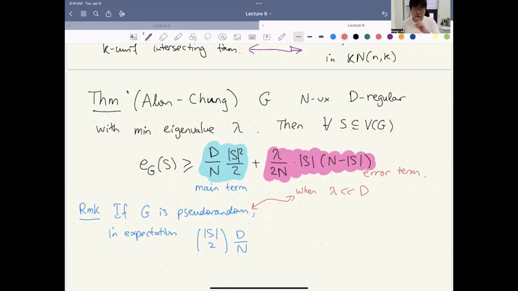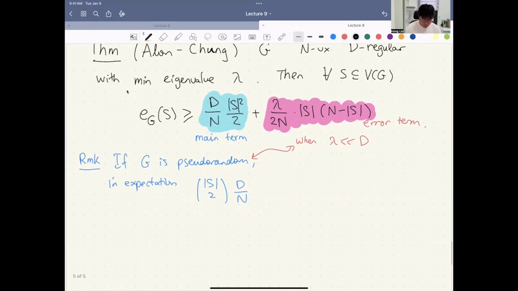Any questions about the statement? The expander mixing is even stronger. We have both lower and upper bounds. For now, it's enough to use this version where we have this lower bound. Okay. Now we also need to know the spectral information about the Kneser graph in order to use this expander mixing. This is already done by Lovász in the late 70s.